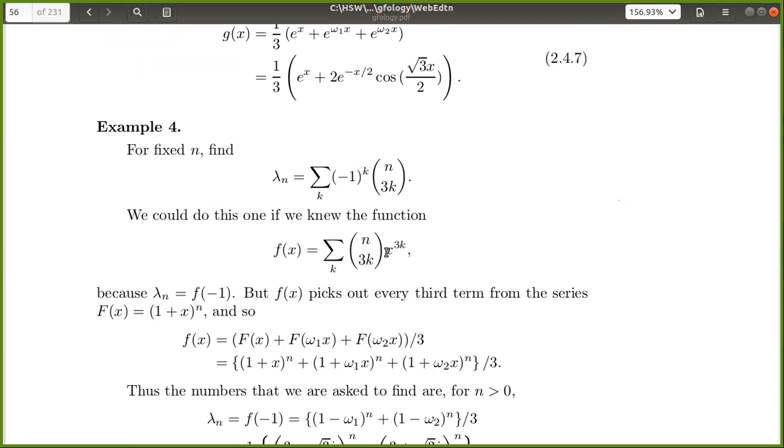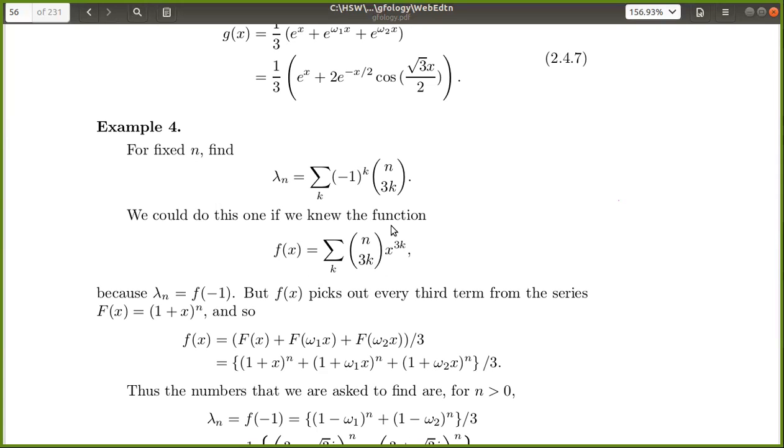This x raised to 3k I can write as x raised to k times x raised to 2k. So x raised to 2k is x square raised to k. So when you take minus 1, x square becomes 1, so 1 raised to k goes away. What you're left with is minus 1 raised to k, which is exactly this. So this number is nothing but this particular power series evaluated at x equals minus 1.